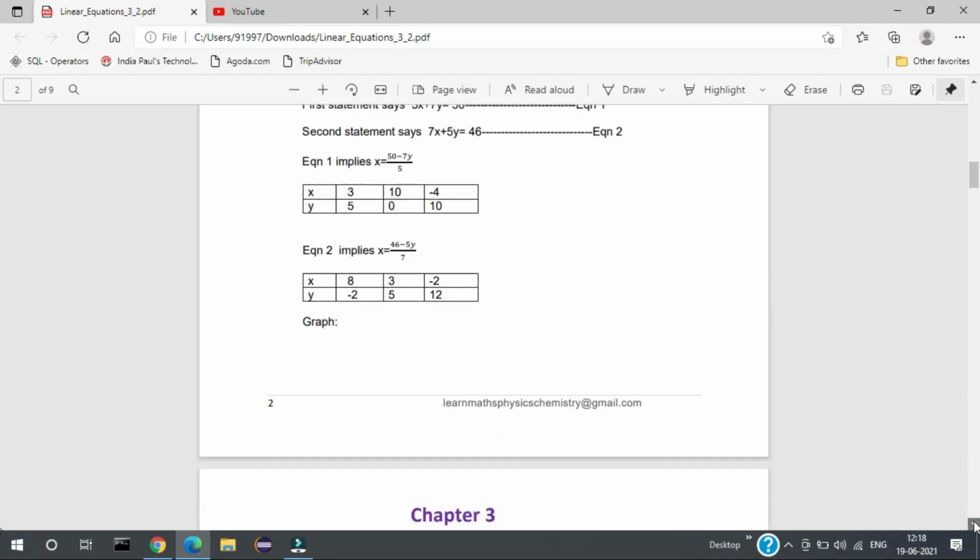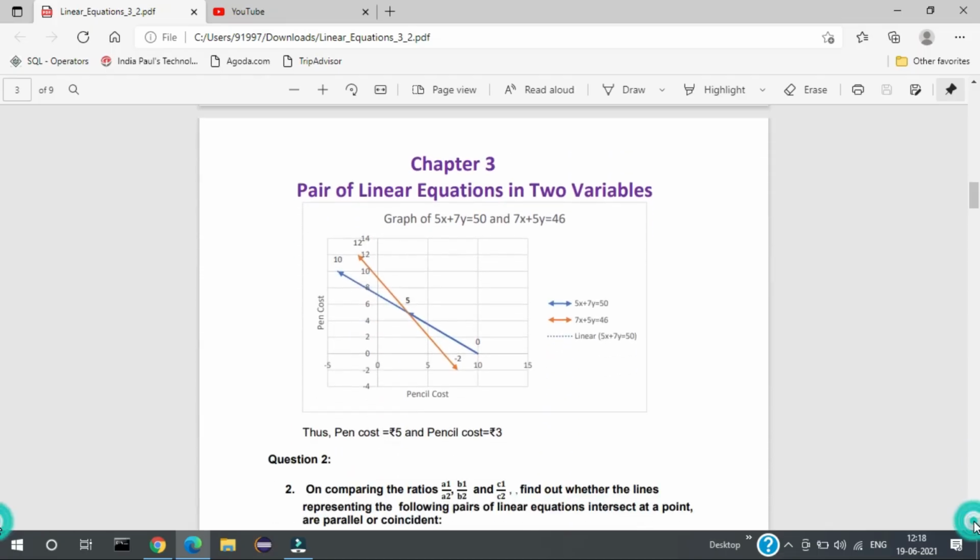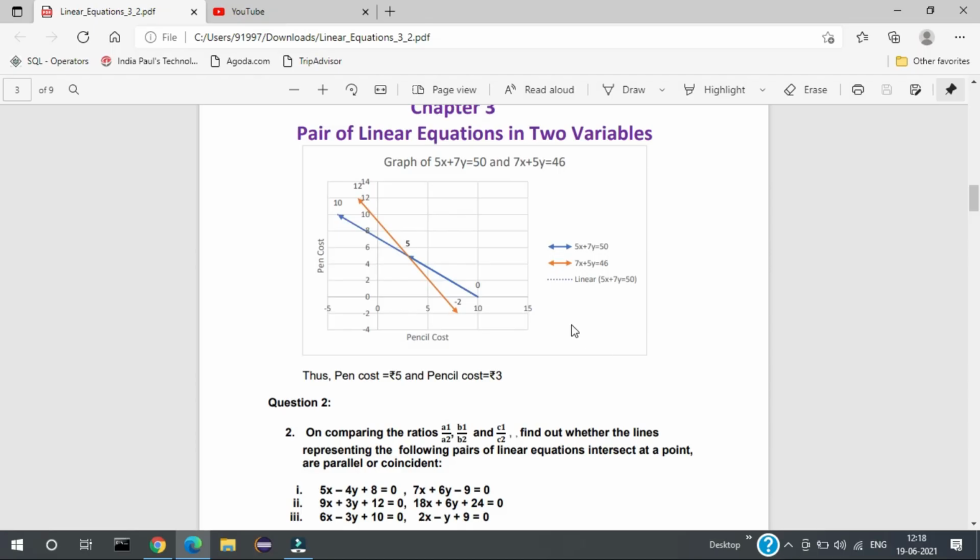So from the above values, we are going to plot a graph. The first one, the blue color line, indicates 5x plus 7y equals 50. Next, the orange color one, 7x plus 5y equals 46. So both will intersect at this point.